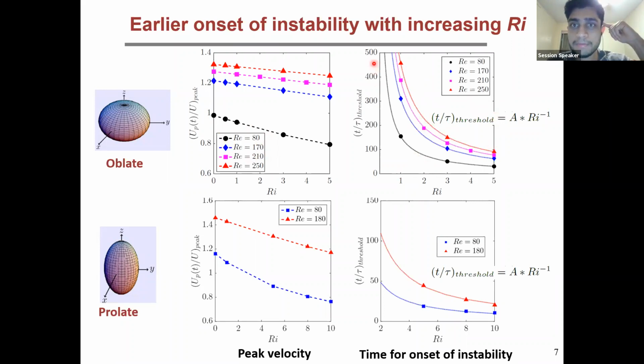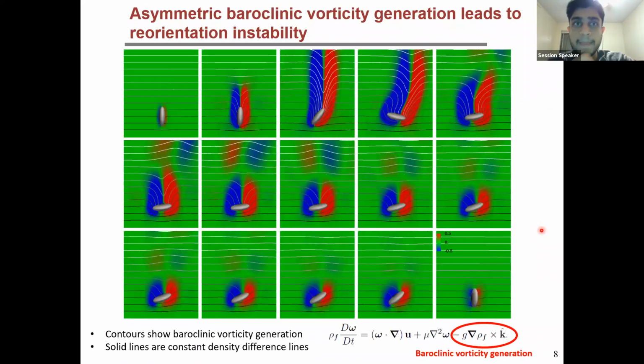And what we observe is this data falls on a single curve, which is basically inversely proportional to the Richardson number for both oblate and prolate spheroid. So this tells us that as we increase the stratification, the spheroids start reorienting at an earlier time, which is inversely proportional to the Richardson number.